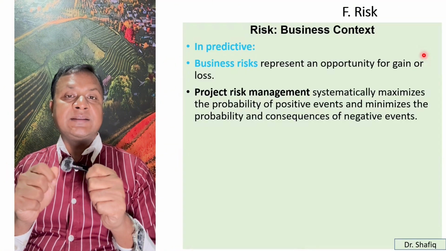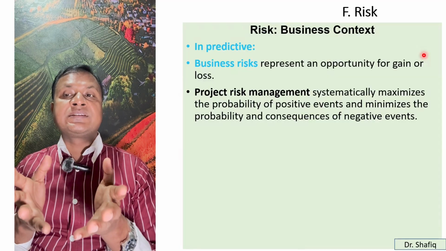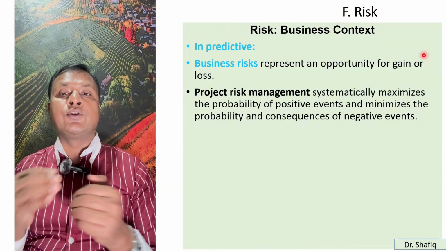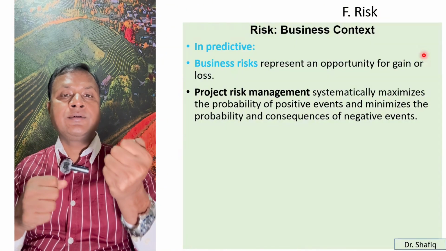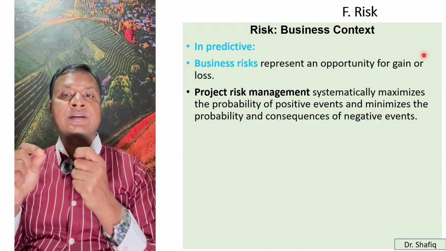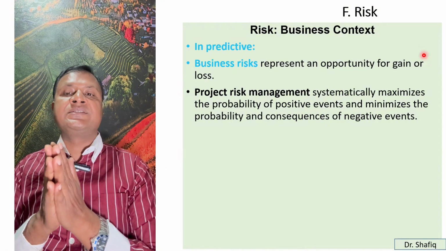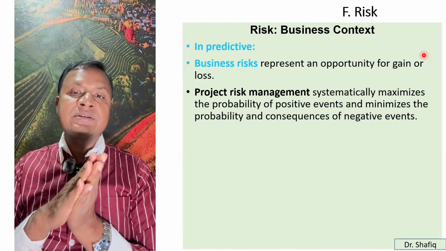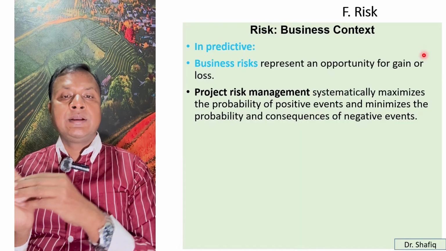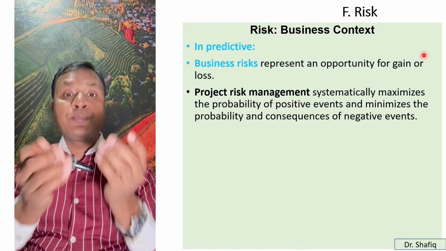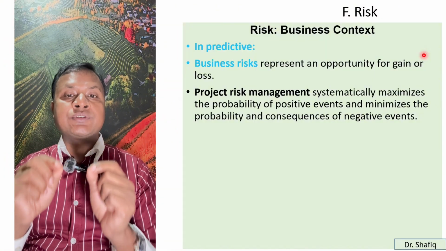So we have to identify the business context. In predictive, business risk represents an opportunity for gain or loss. Business risk means you are going for a gain or a loss. So it's uncertain. So project risk management systematically maximizes the probability of the positive events and minimizes the probability and consequence of negative events. So your goal is to increase the positive effects and decrease the negative effects, and that's called project risk management.